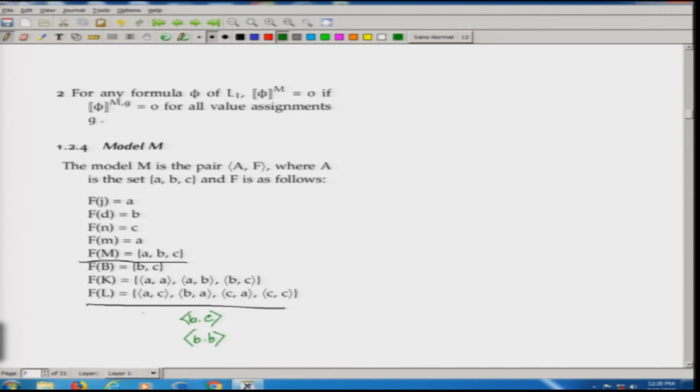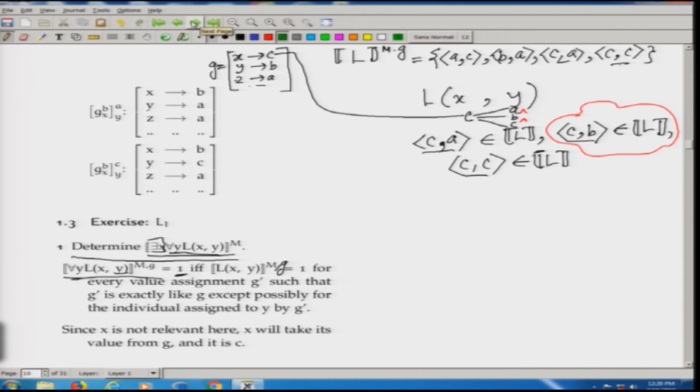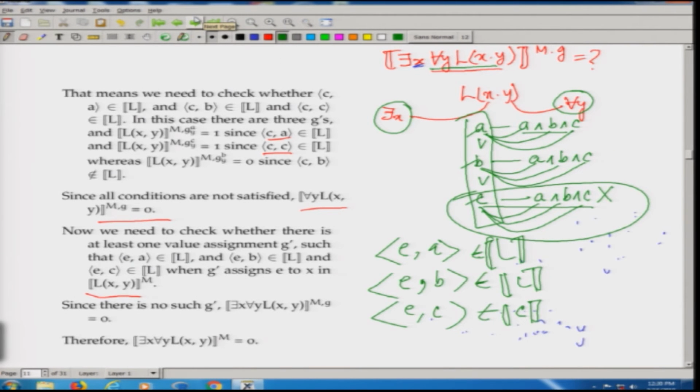AC is found, but then AB and AC are not found here, and CA is found, CC is also found, but CB is not found, right. So they are not there on the list. That is the reason there is none that satisfies our condition. Therefore, the value of the whole thing will be 0.